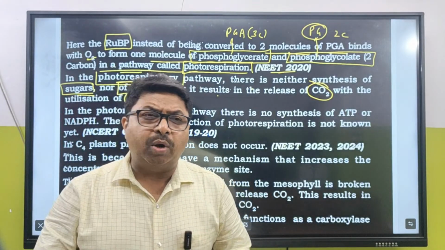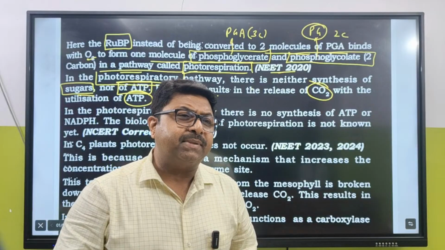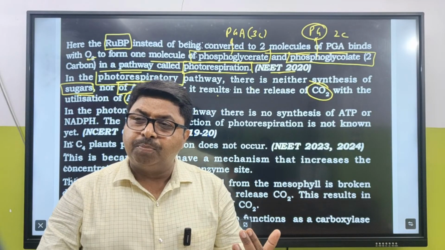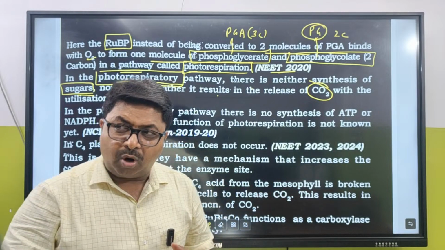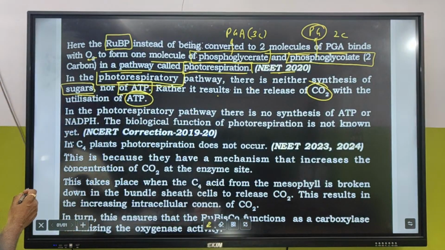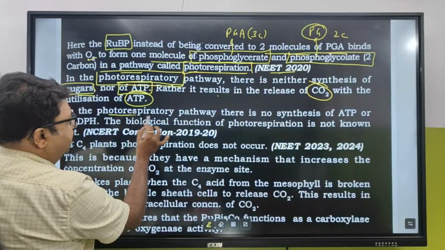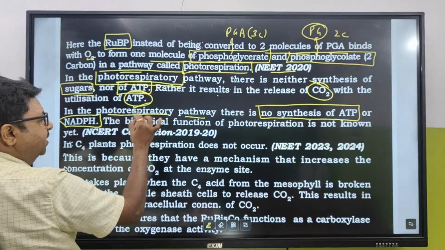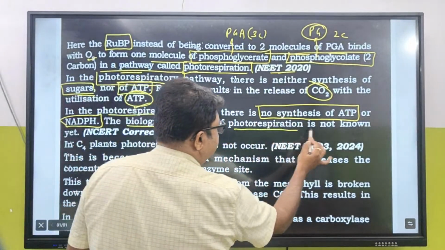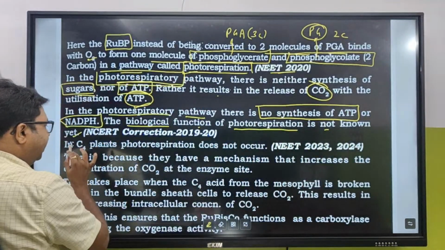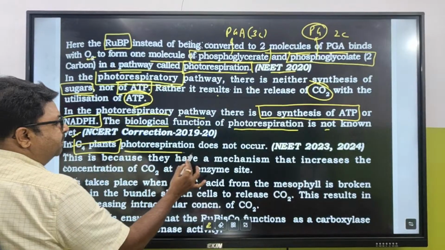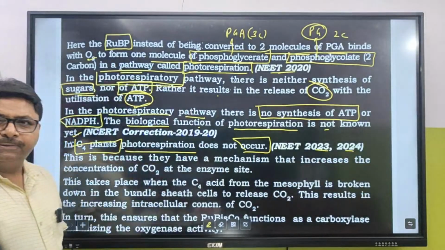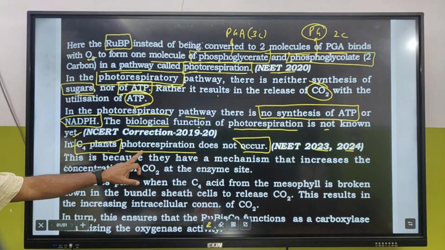কারণ কি ও কখন কাজ করে? অক্সিজেনের প্রেজেন্সে না অক্সিজেনের অ্যাবসেন্সে? প্রেজেন্সে। অক্সিজেনের প্রেজেন্সে ও ভেঙে যায় into PGA and 2 carbon compound called phosphoglycolate. In the photorespiratory pathway, there is no synthesis of ATP or NADPH2. The biological function of photorespiration is not known yet. In C4 plants, photorespiration does not occur. NEET 2023-24 দু বছরের প্রশ্ন। In C4 plant, photorespiration does not occur.